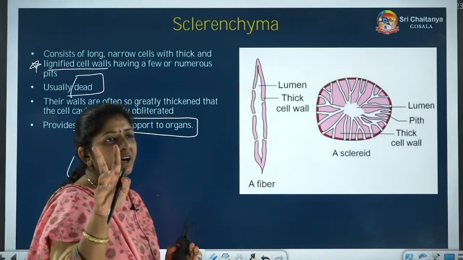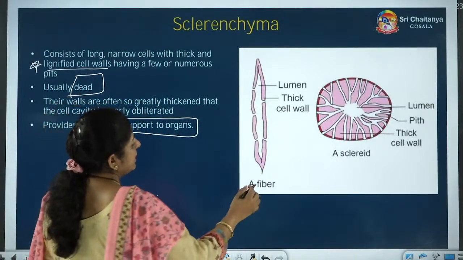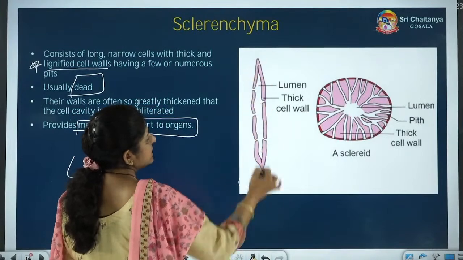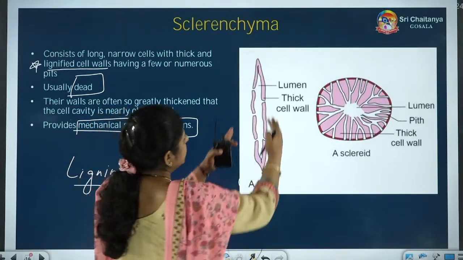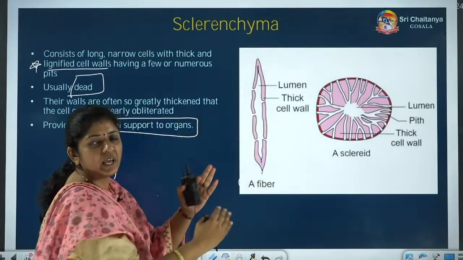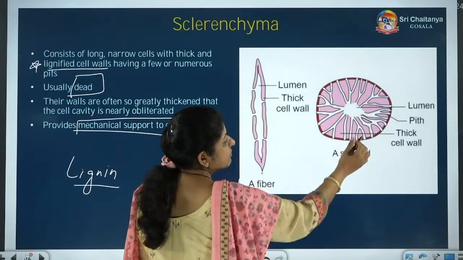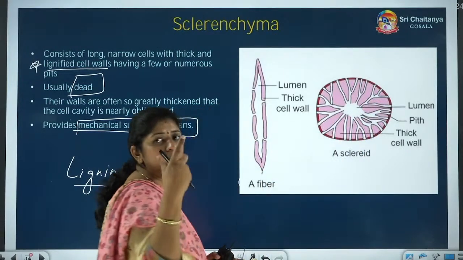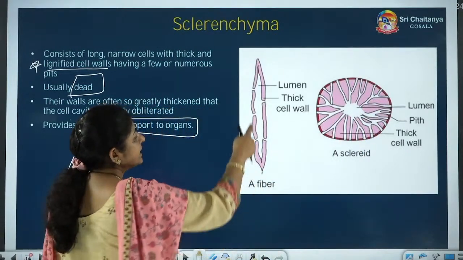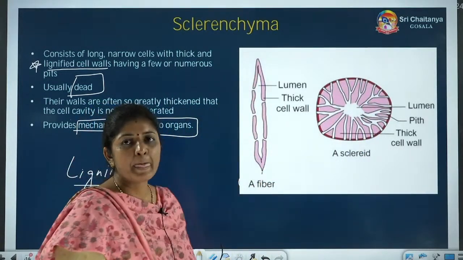But in shape they are of two types. What is that? They can form fibers. Can you see it is elongated? Like a boat, like a ship. It is like this. And some are spherical. But those which are spherical are much thicker. They have much more thickness as compared to these fibers.